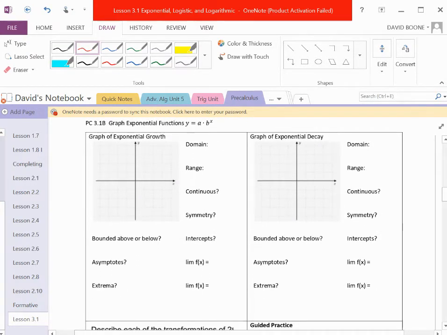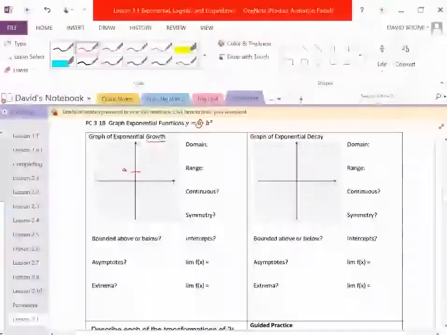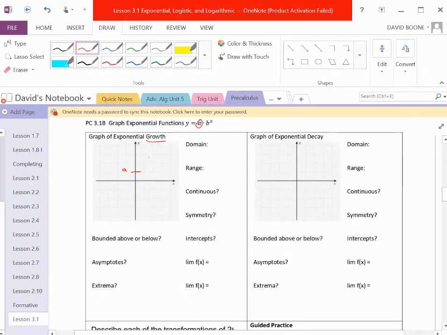As we look at the next part, we're going to look at those graphs of exponentials. We know again, as this a value is the y-intercept, this would intercept at some a value on the y-axis. So if these are growth models, they generally look like this with an asymptote here at y equals 0. So I can put that down here. Got a horizontal asymptote at y equals 0.